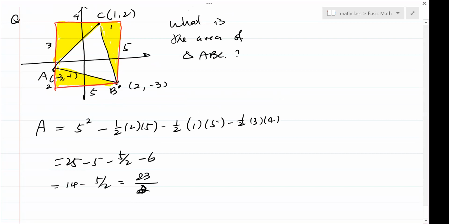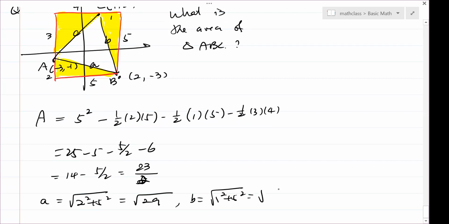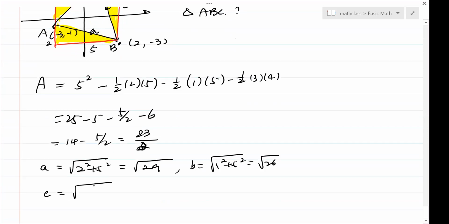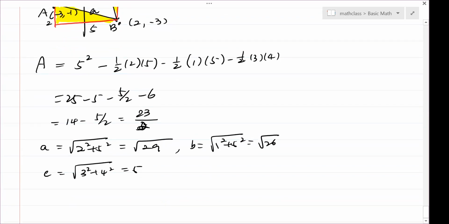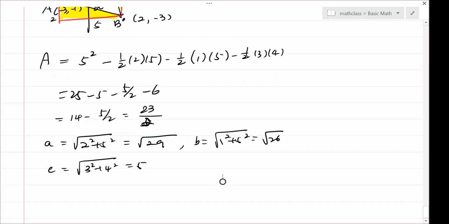Okay. Now, if you want to find each edge length, for example, A is the square root of 2 square plus 5 square, 25 plus 4, 29. It's a very bad number, right? And the other one is square root of 1 square plus 5 square, it's 26. Then 3 and 4 is okay. C is going to be square root of 3 square plus 4 square equals 5. So you get a very strange triangle, right?